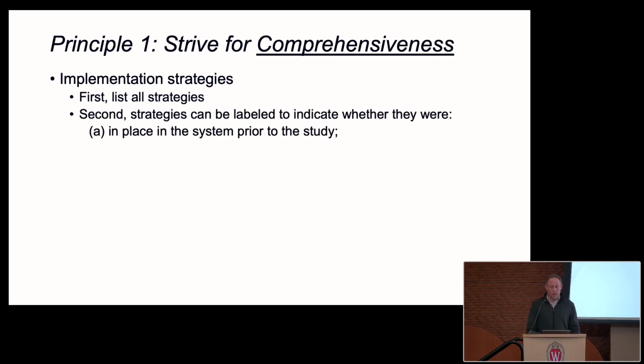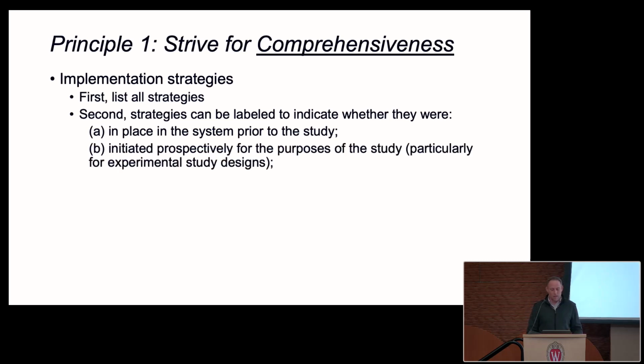You can also indicate the strategies in certain ways. Was it in place in the system prior to the study, and we're just leveraging it? PDSA cycles, quality, are good examples of that. Or were these things that were initiated prospectively for the purposes of the study, which is really important for experimental designs? If it is a strategy you are introducing and it's going to differentiate arms or be part of an actual test, that's really critical to indicate that.